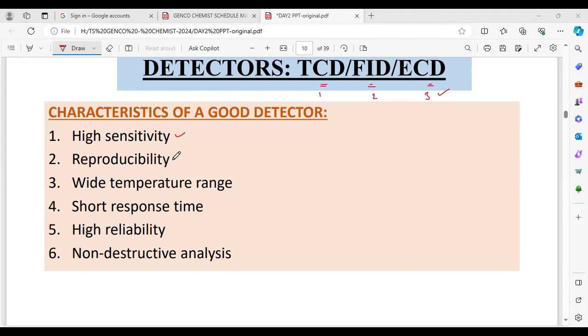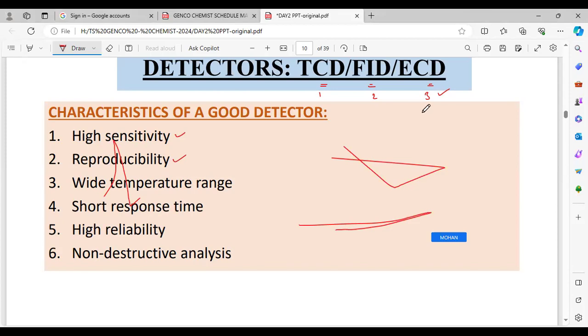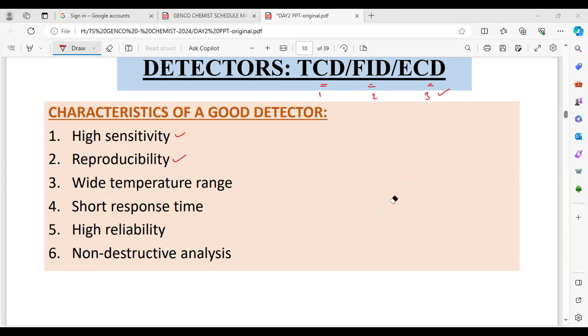Okay. And reproducibility. Okay, Mohan, please do not draw anything. Mohan, your name has appeared on the screen. Okay. Do not write. Okay.